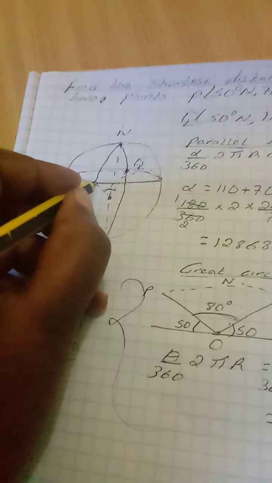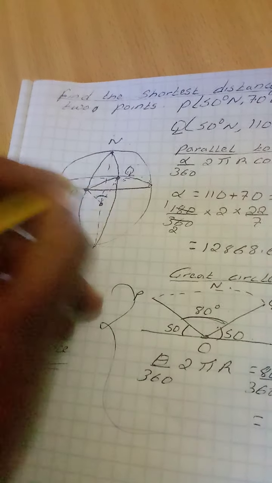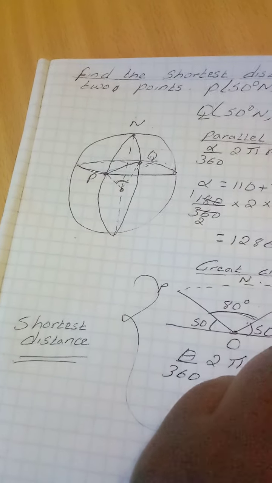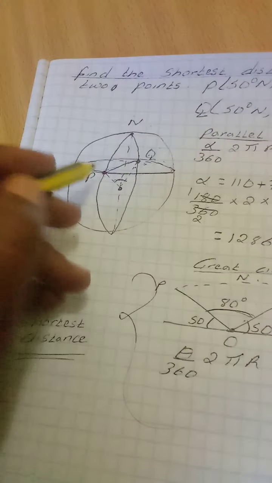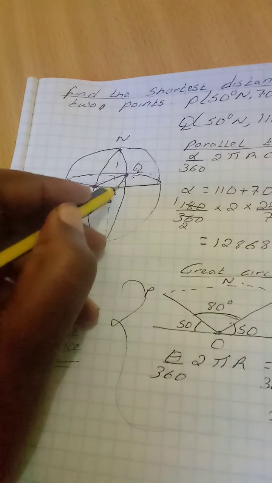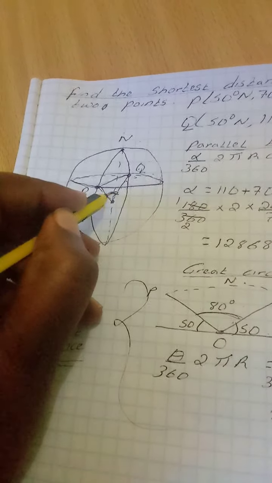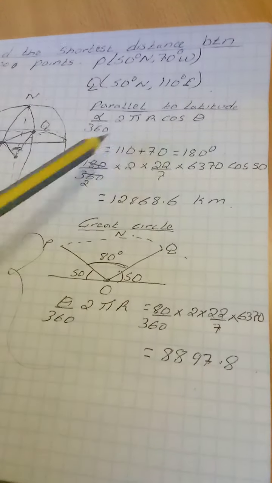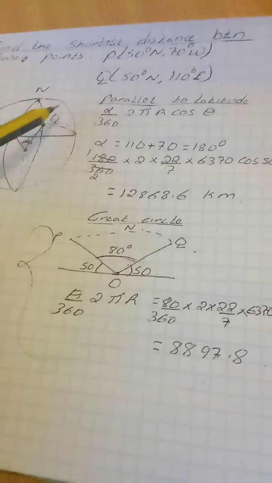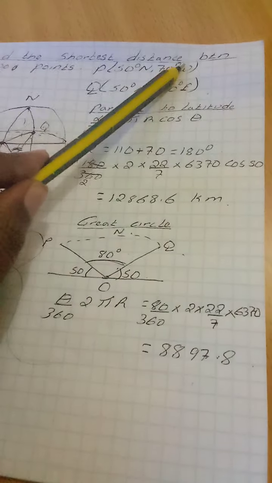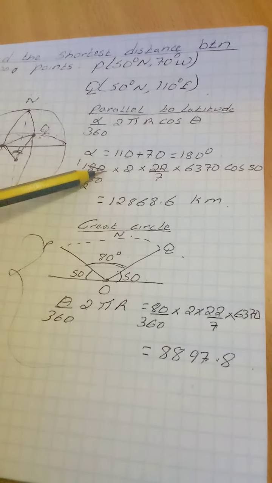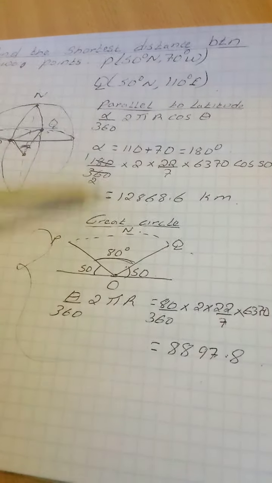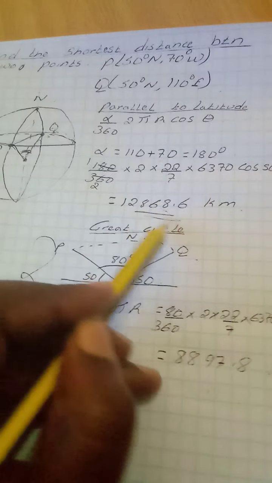One is using this length here. And to use that length, this is what we call parallel to the latitude, because I'll get the angle difference between these 2 points here. So the angle difference, it's also known as alpha, and it will be 110 degrees plus 70, because one is on the east and the other on the west. So when you add, you get 180. Then you use the formula of the distance parallel to the latitude and you get this.